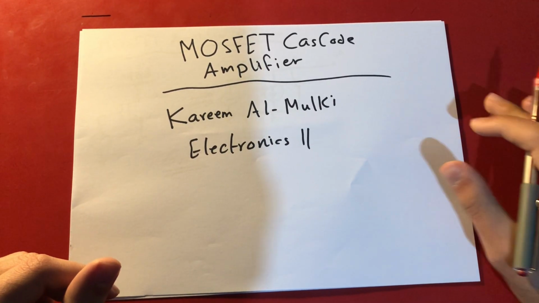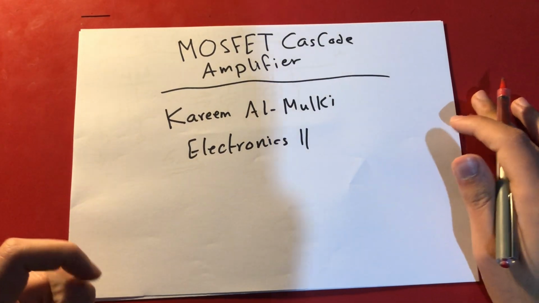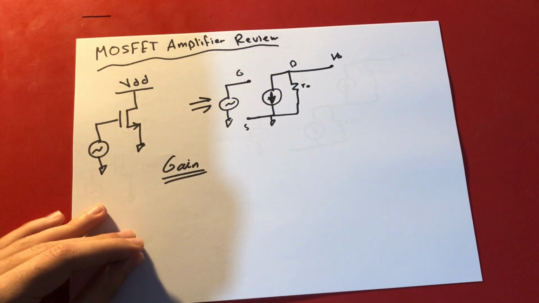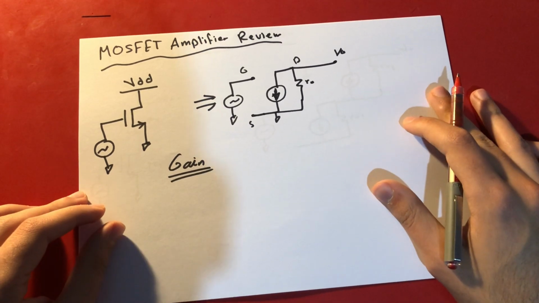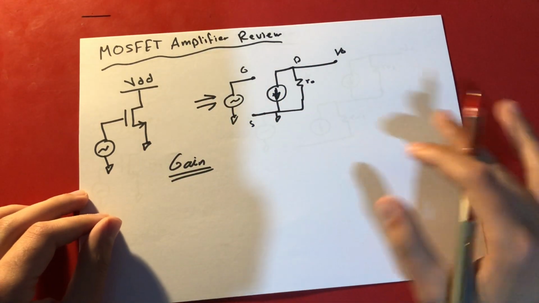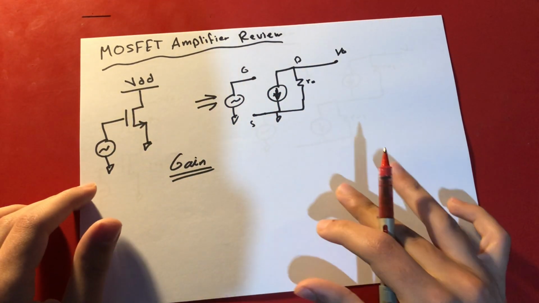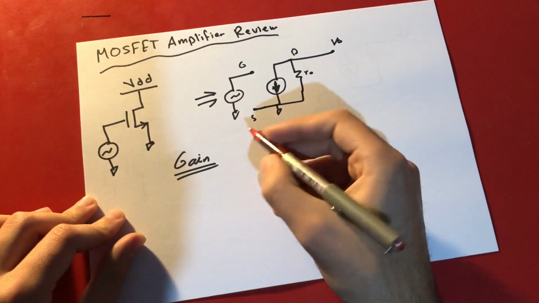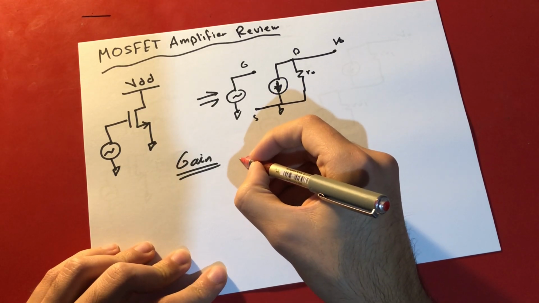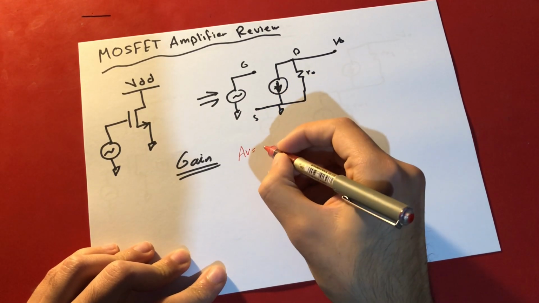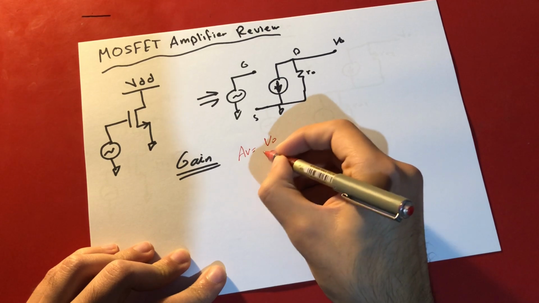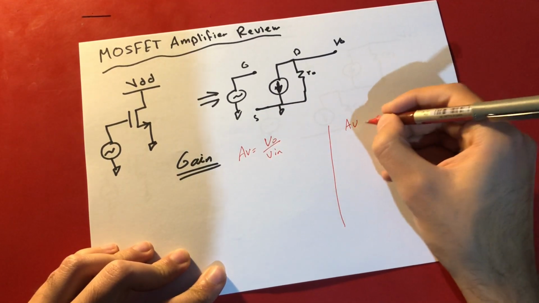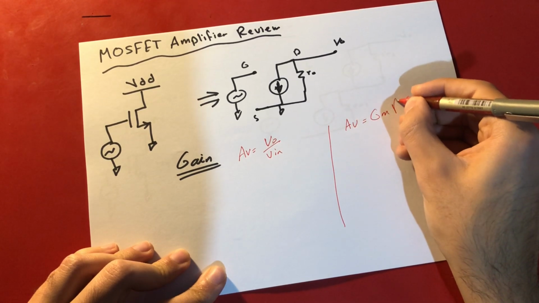Hello, today I'm going to give a brief description about the MOSFET cascode amplifier. Before I start, I would like to give some review about the MOSFET amplifier in common source mode. So let's find the gain in this configuration. The gain is basically, let's say AV, which is equal to V out over V input. Or we can use another definition, which is called gm Rout, right?